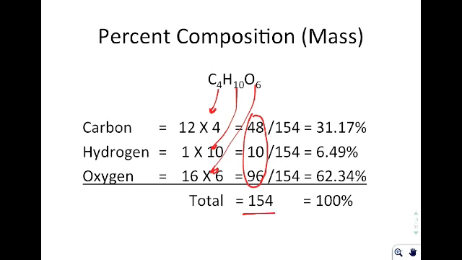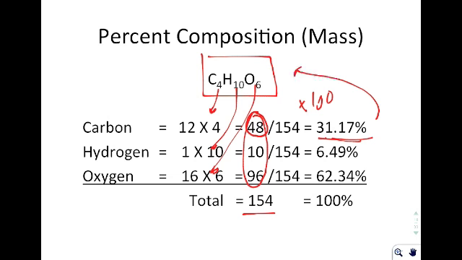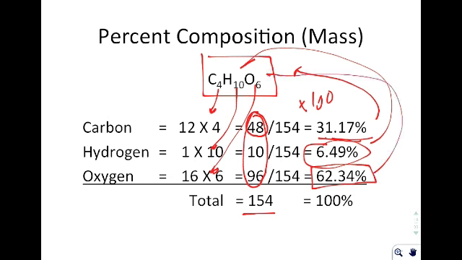Now to find the percent of anything, it's the part divided by the whole. So the part of the mass that's due to carbon divided by the whole mass times 100. So that's one of the things that's left off here is times 100, because you want to get it into a percent. So for this particular molecule, the C4H10O6, 31% of the mass is due to carbon, 6.49% is due to hydrogen, but the whopping majority of it, 62.34%, is due to oxygen. So this is the percent composition.